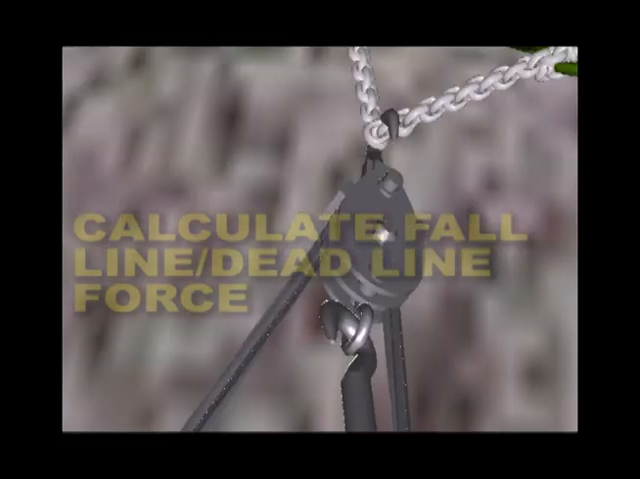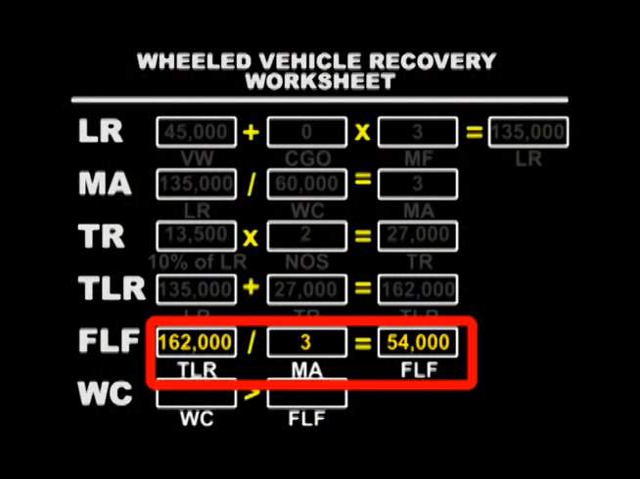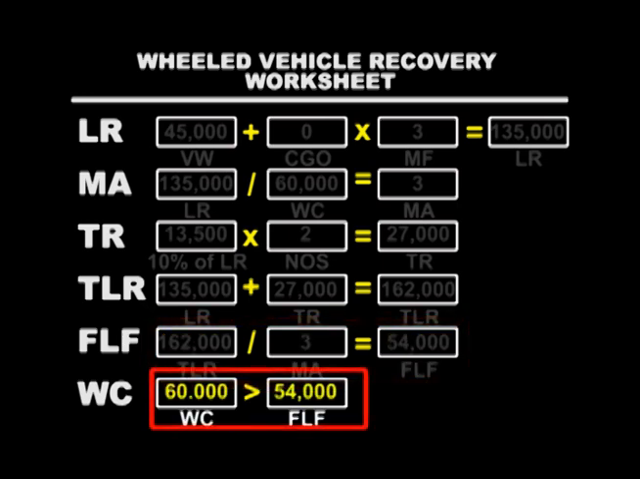Fall line force is the amount of force on the return and support line. We calculate the fall line force by dividing the total load resistance by the mechanical advantage. Our total load resistance is 162,000 pounds, and our mechanical advantage is 3, so our fall line force equals 54,000 pounds. The winch capacity must be greater than the fall line force.